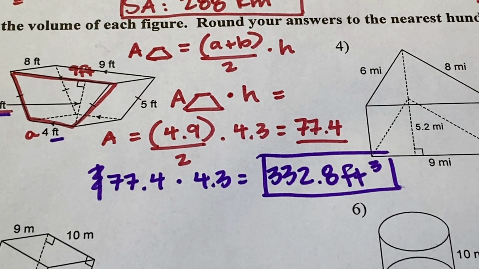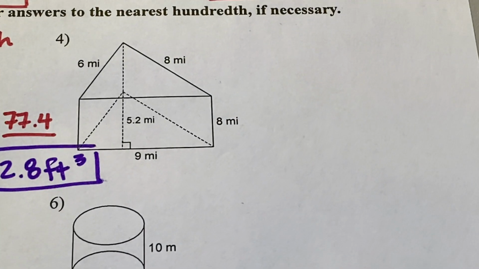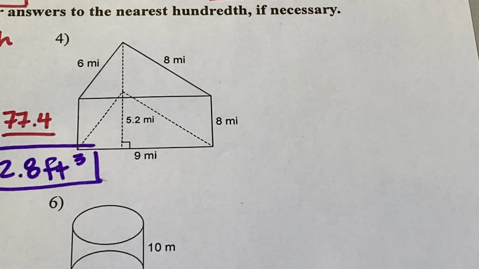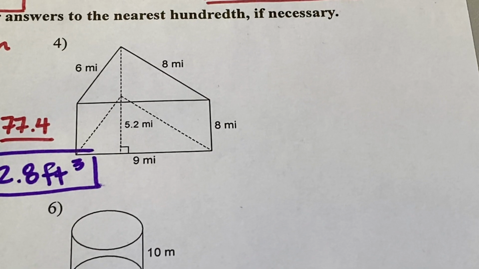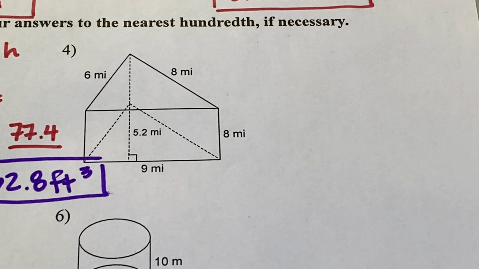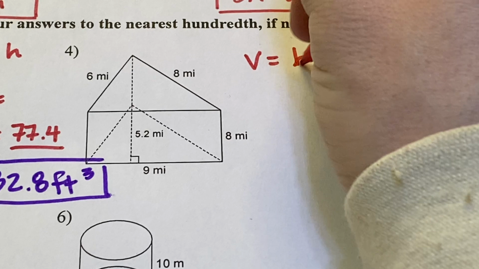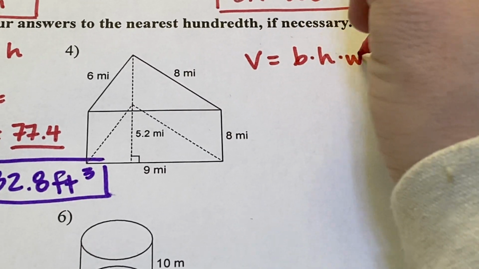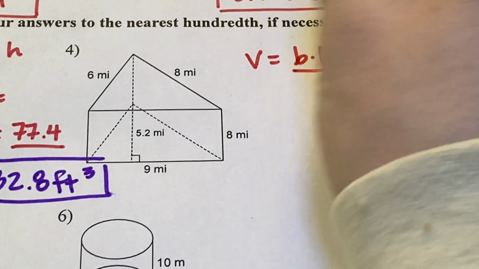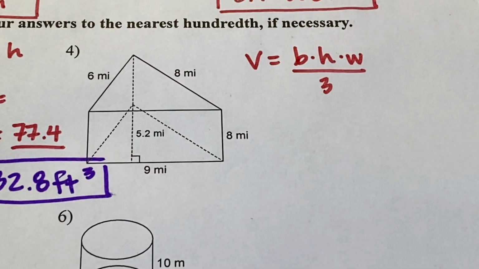Nice. Okay, next shape. We have a rectangular pyramid. Yeah, I want to do this one. The volume formula for this rectangular pyramid: we remember volume equals base times height times width. But since it's a pyramid, we've got to divide that by 3.